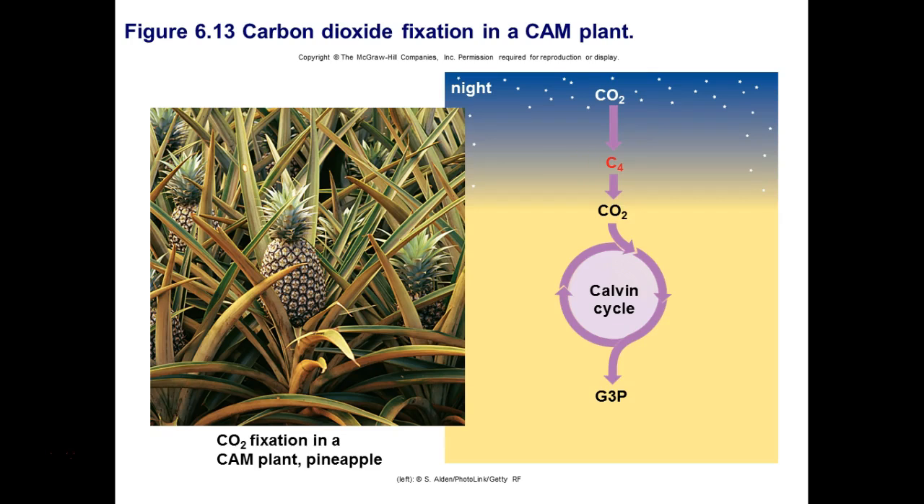An example of a CAM plant is a pineapple. So at night, the pineapple opens up its stomates. It brings in carbon dioxide and forms a C4 molecule. That C4 molecule is stored in vacuoles. It's not in a separate cell like it is with the C4 plant, but instead this molecule is stored in a vacuole, and then during the day, that carbon dioxide is going to be split off of that C4 molecule, and it is going to be pumped into the Calvin cycle.